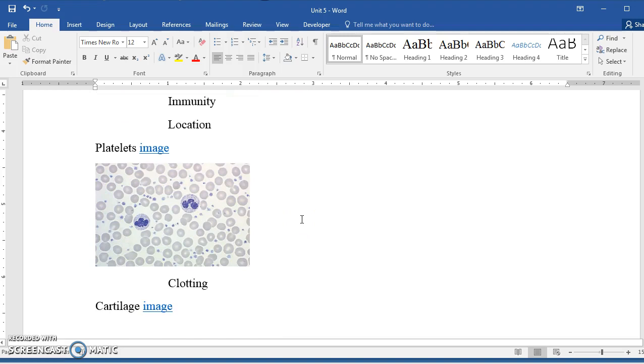Another structure that is found in blood would be the platelets. And in this image you see mostly red blood cells, you see a couple of white blood cells, and then you see some smaller dark staining structures, and those are the platelets.